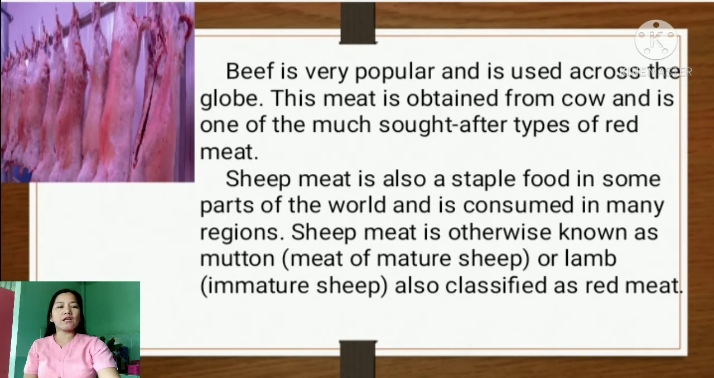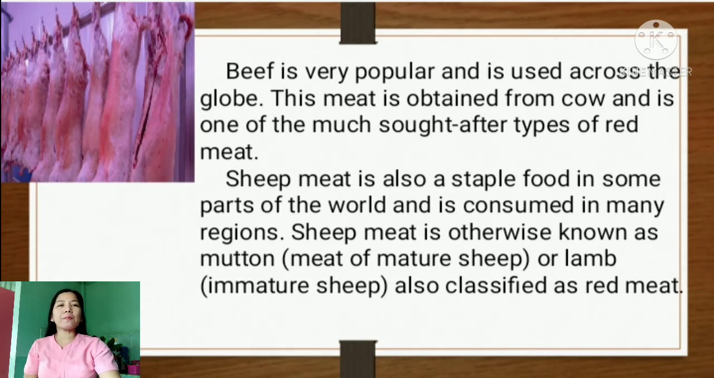Sheep meat is also a staple food in some parts of the world and is consumed in many regions. Sheep meat is otherwise known as mutton, meat of matured sheep, or lamb, if immature sheep. Also classified as red meat. So yung sheep meat o sa Tagalog ay tupa. So kung tawagin, yung sheep meat is called mutton if it comes from matured sheep, and lamb if it comes from immature sheep.